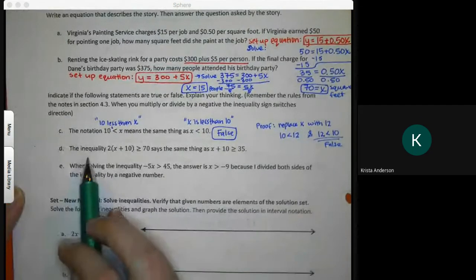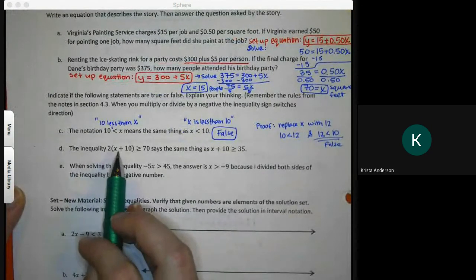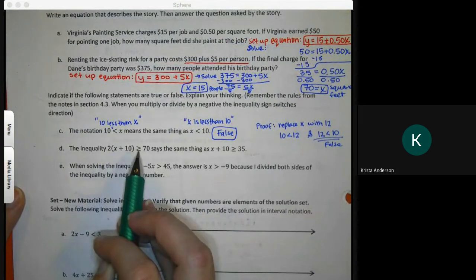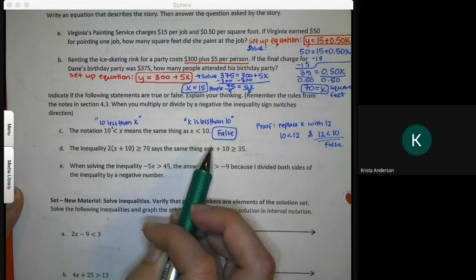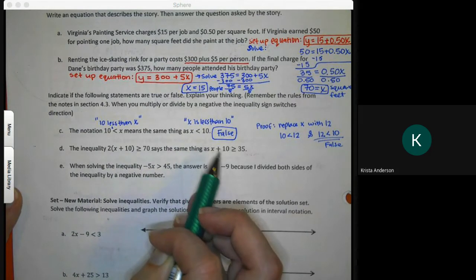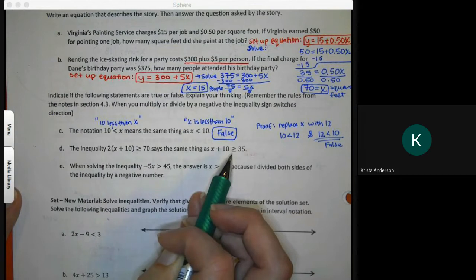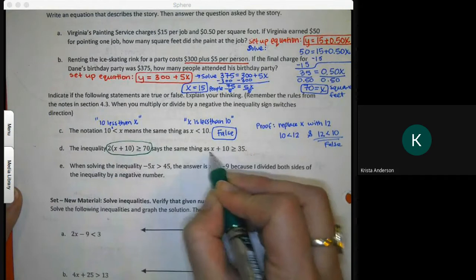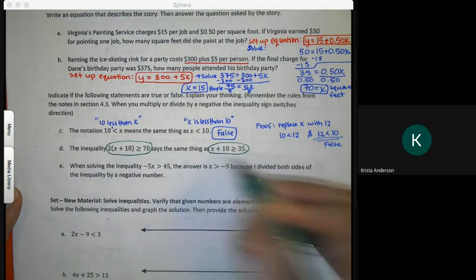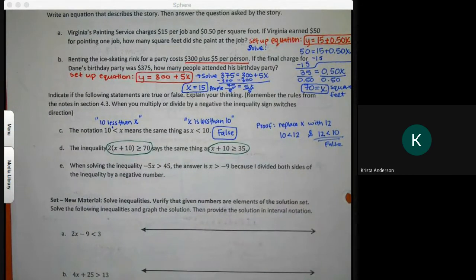D, the inequality 2x plus 10 is greater than or equal to 70 says the same thing as x plus 10 is greater or equal to 35. How would I get this to become this? Subtract 10. Oh, you want to solve both of them. Solve both and see if they're true?